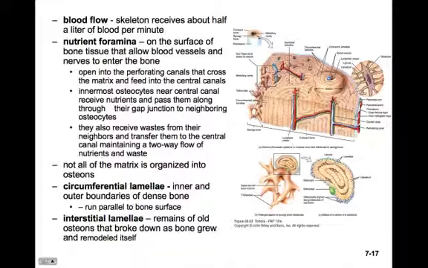Not all of the matrix, however, you'll notice, is arranged into osteons. Although the osteon is the basic unit, there's some space here that doesn't have the same circular arrangement. These are called interstitial lamellae in this area. They're the remains of old osteons that have been broken down as the bone grows and remodels itself. We'll also see around the very edge of the bone circumferential lamellae. They go around the whole circumference of the diaphysis of the bone and run parallel to the bone's surface.